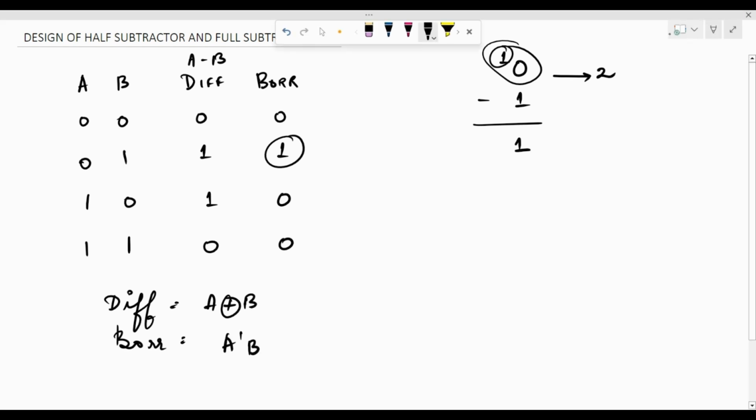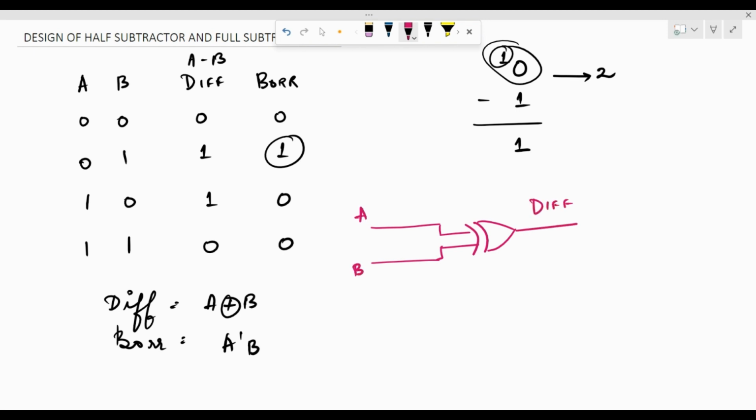So, when I represent it using logical gates, I'll have the two inputs A and B. And when I have the XOR gate put over here, what comes out is the difference. And A along with a NOT gate on B will give me my borrow. So this circuit over here is nothing but a half subtractor.